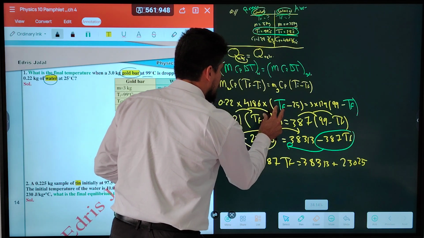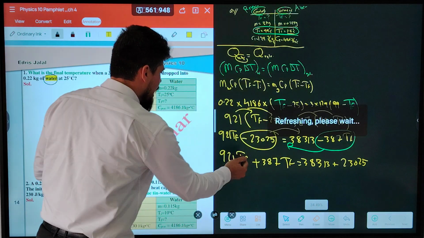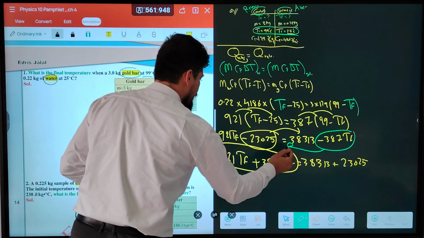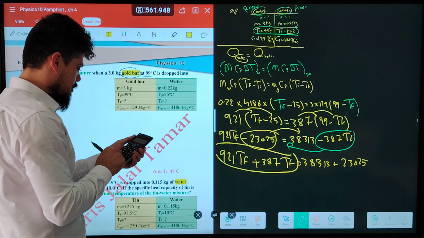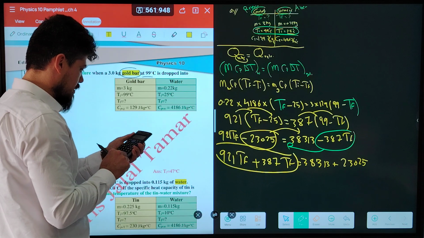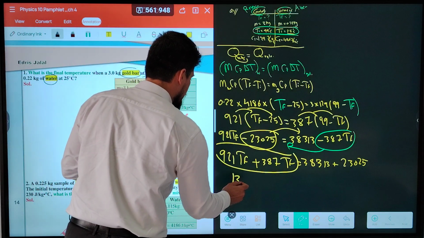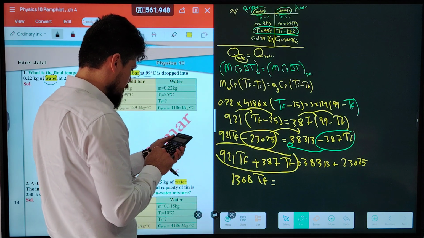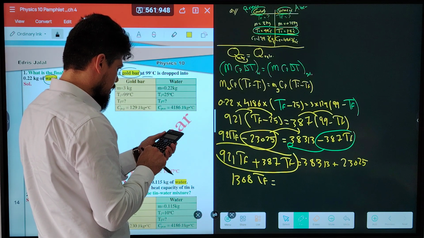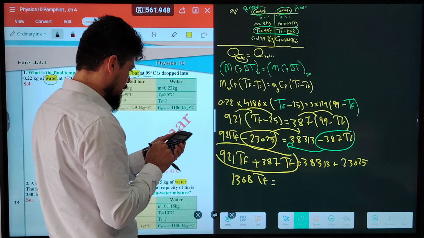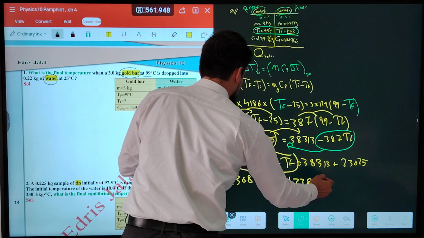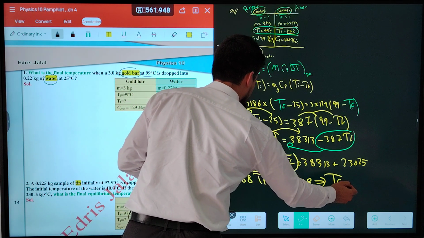So look, can we add these two terms? Yeah, because they have the same variable. Now we can add these two terms. 921 plus 387, 1,308 T final is equal to what? 38,313 plus 23,025, 61,338. Rearrange the equation. T final is equal to what?